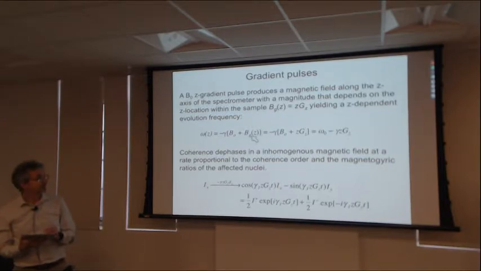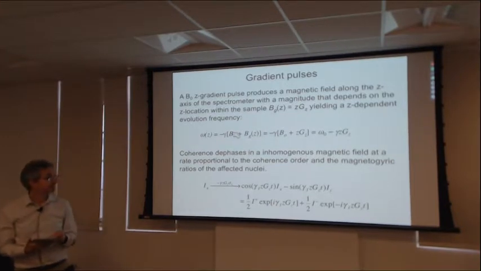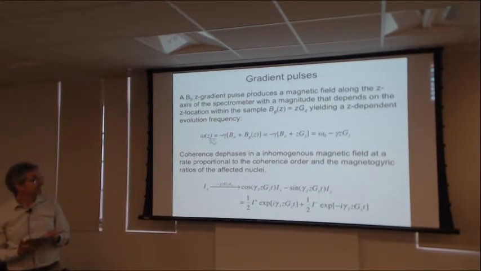An additional B field along the Z, whose amplitude depends on the position along the Z, unlike our B naught field that we hope is identical at all positions along the Z. And that means that the instantaneous precession frequency for some transverse magnetization at a particular Z location depends on the sum of these.